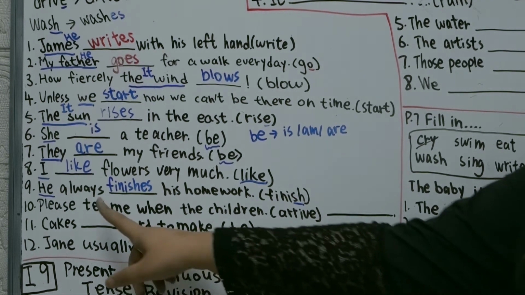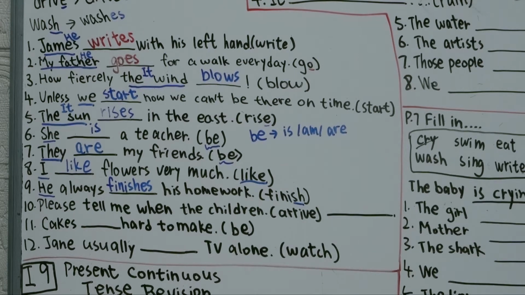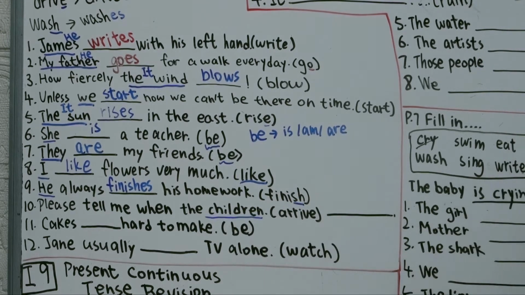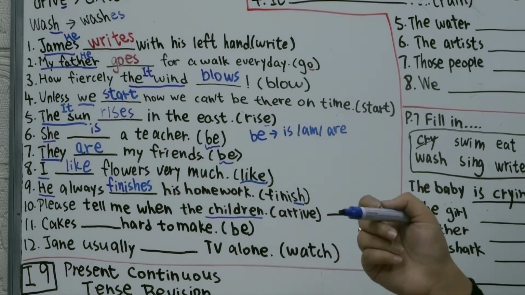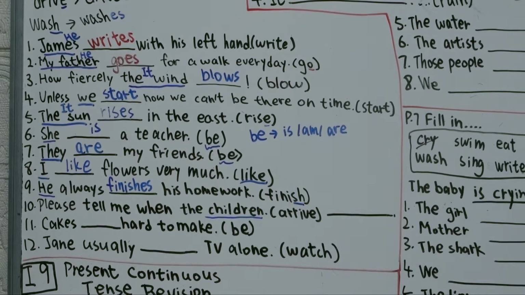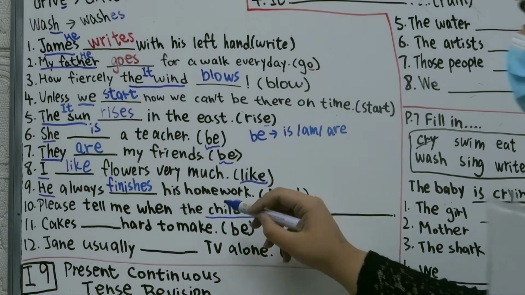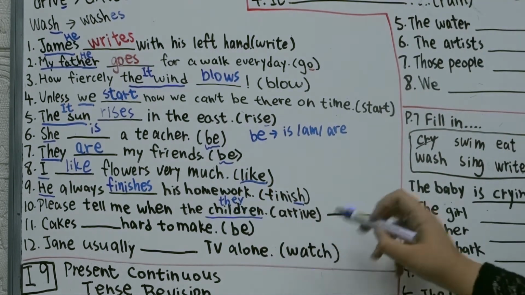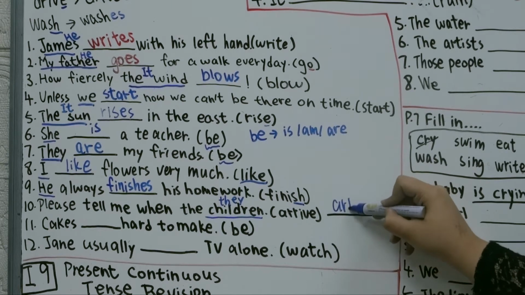All right. 10. Please tell me when the children arrive. The children. Singular or plural? Plural. What is the singular form of children? Child. Remember, that is children, so that is plural. That is they. So, we don't change the verb.